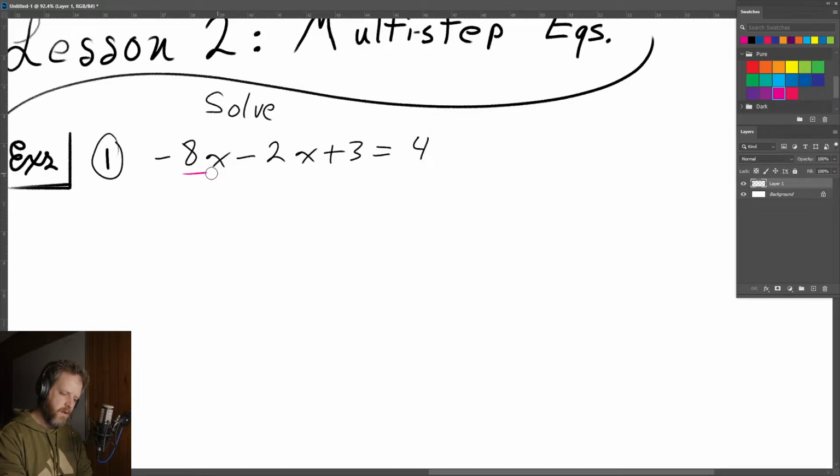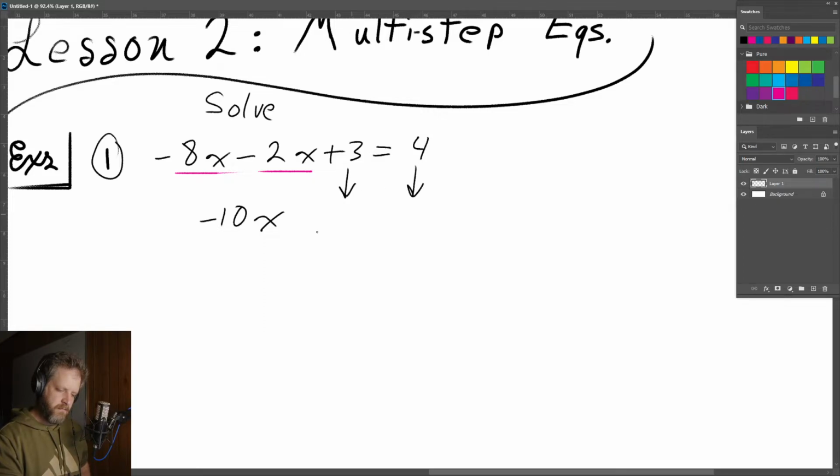Negative 8x plus negative 2x is what? Negative 10x. Yes. And bring down everything we haven't touched, right? Yes.